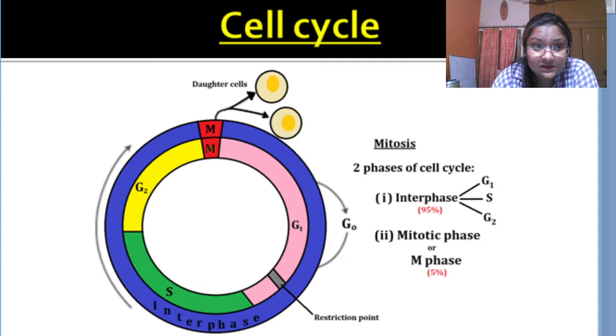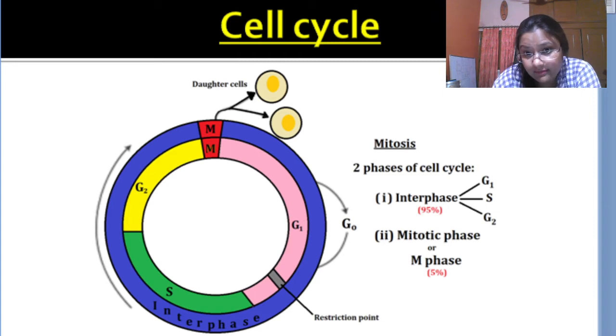95% of the time the cell is in interphase, whereas the mitotic phase, which is also known as M phase, is only for 5%. This portion in red color is indicative of the mitotic phase or M phase.